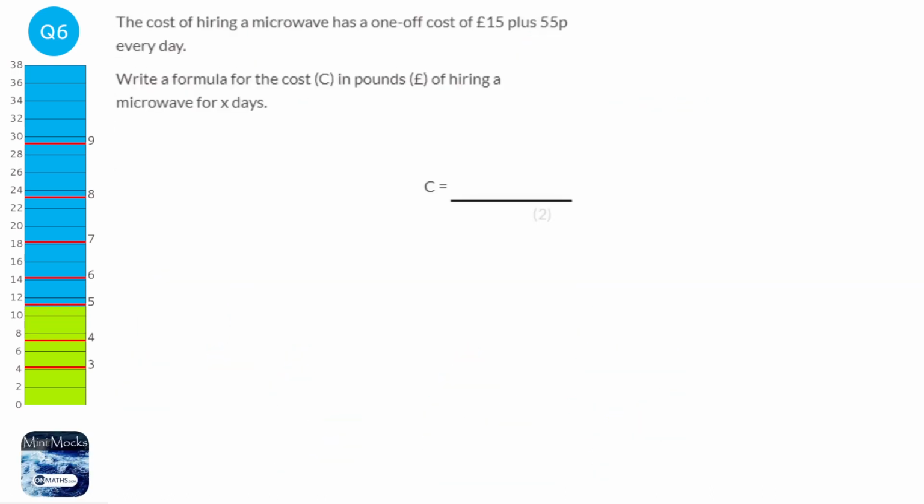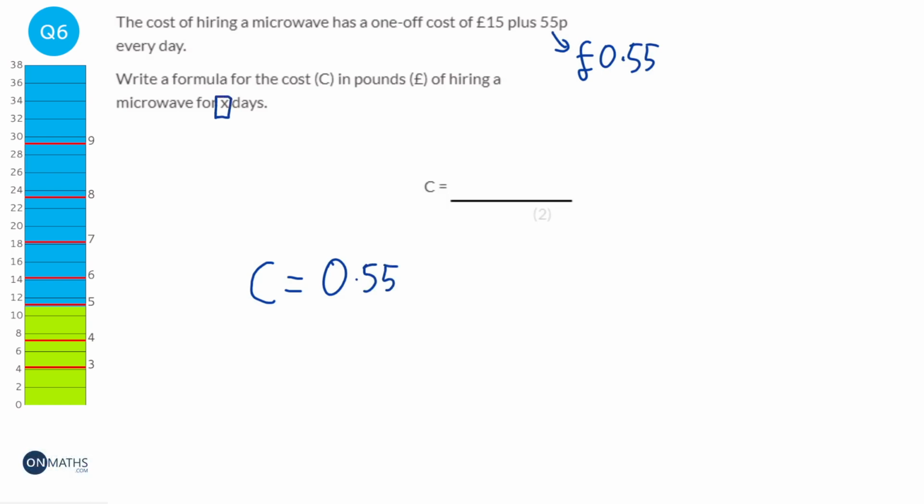So we're looking to write a formula for the cost in pounds of hiring a microwave for X amount of days. So the cost is C, so it's going to be C equals 55 pence a day. Now it wants the answer in pounds, so we need to convert this 55 pence into pounds. So that's going to be 0.55, and it's going to be 0.55 times the amount of days. Well, it says the amount of days is X, so it's going to be 0.55x.